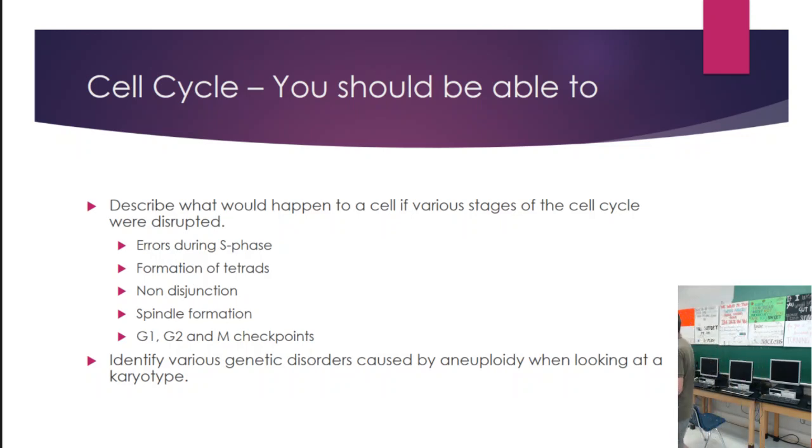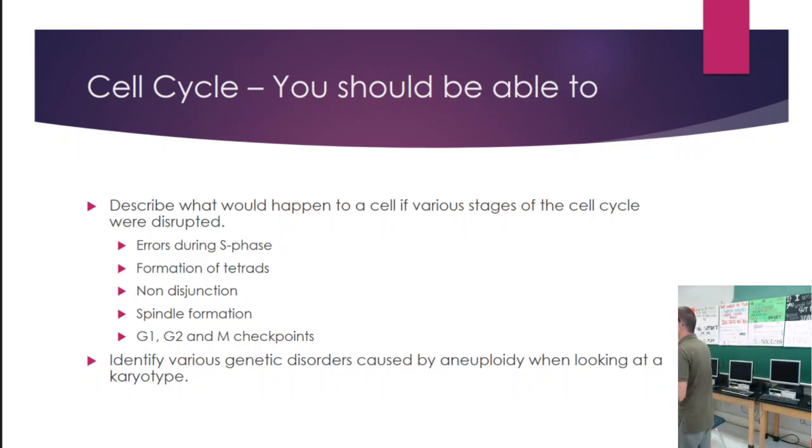And then errors during spindle formation. If the spindle can't form at all, some chemotherapy drugs disrupt spindle formation, and so they stop the metaphase checkpoint completely. And then also, we talked about the changes in the growth factors and the tumor suppressors and how they relate to the G1 and G2 checkpoints. And then the M checkpoint would be things like spindle formation, and formation of tetrads that would fail that.